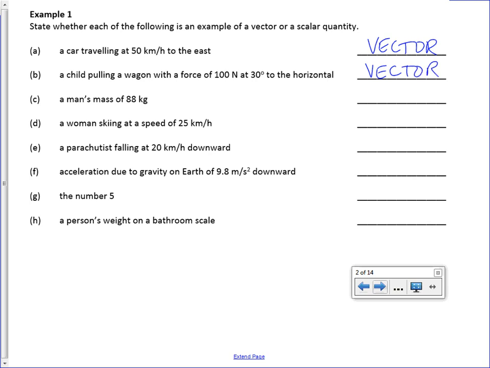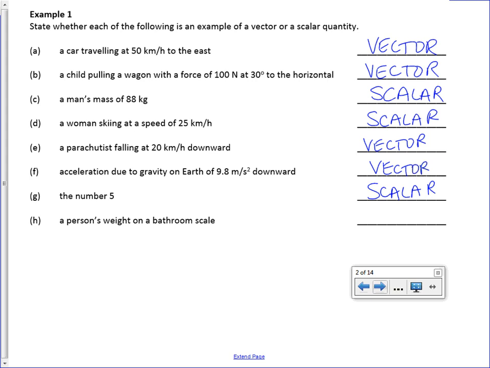A man's mass of 88 kilograms. That's scalar. Mass on its own is a scalar. A woman skiing at a speed of 25 kilometers per hour. Scalar. A parachute falling at 20 kilometers per hour downward. Vector. Acceleration due to gravity on Earth of 9.8 meters per second squared downward. Vector. The number 5. Scalar. And a person's weight on a bathroom scale.